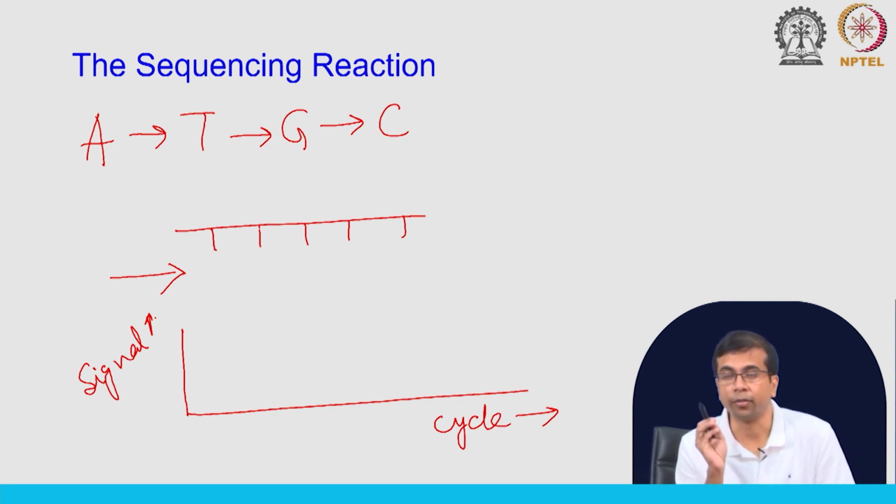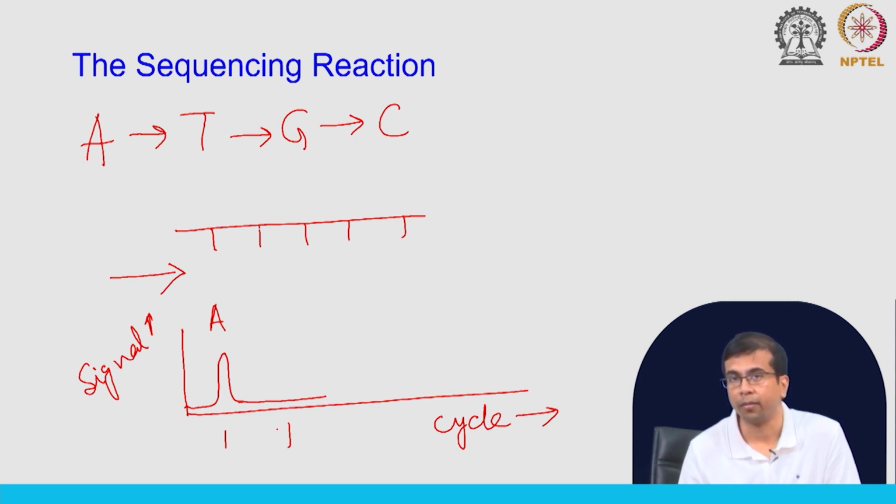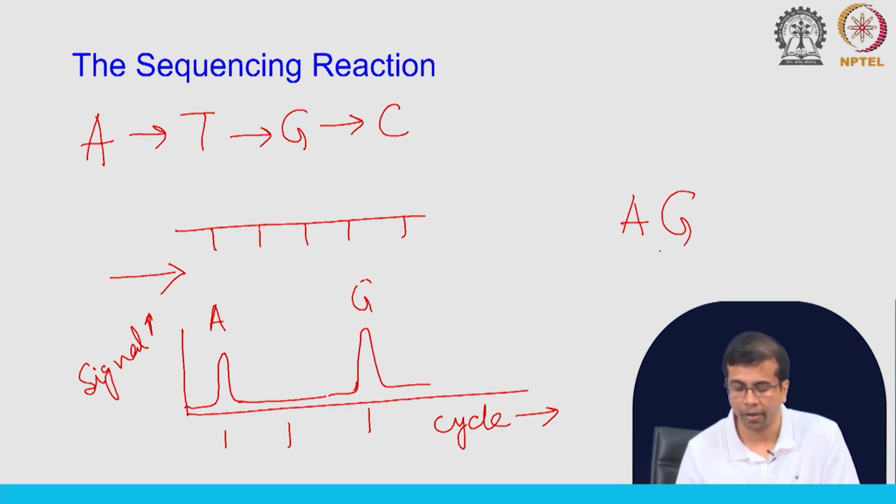Now you can imagine what we are doing. We add first dATP, and we see if there is any H+ ion detected by the pH sensor. Let us imagine there is, and we say there is an addition of A. Then we give T, and we see there is no signal, which means T has not been added. So, the first base is A. Then we add G and we see there is signal, so the sequence is AG now. Then we add C, and we see there is signal.